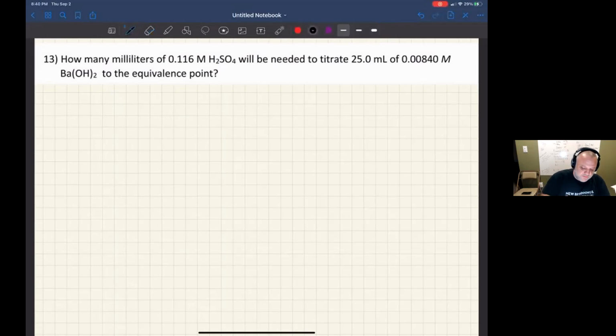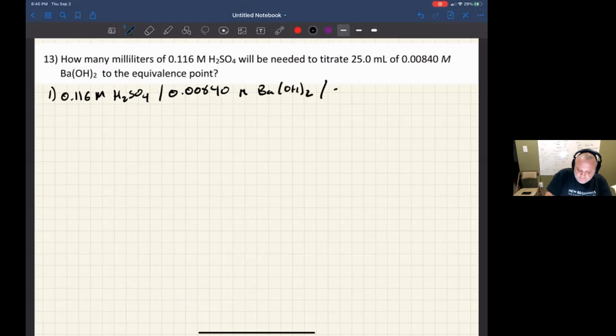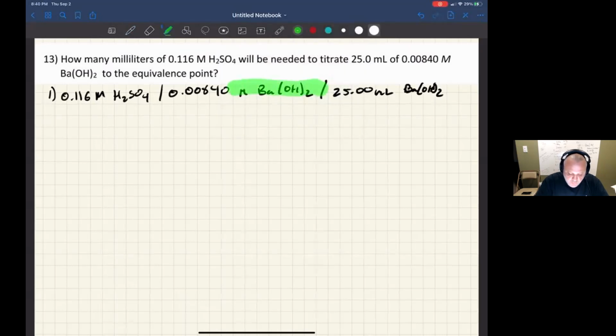And so I'm still in a situation where I'm given a couple of different things. I'm given two molarities. First of all, molarity of H2SO4. I'm given the molarity of some barium hydroxide. And I'm given a quantity of barium hydroxide solution in order to titrate.